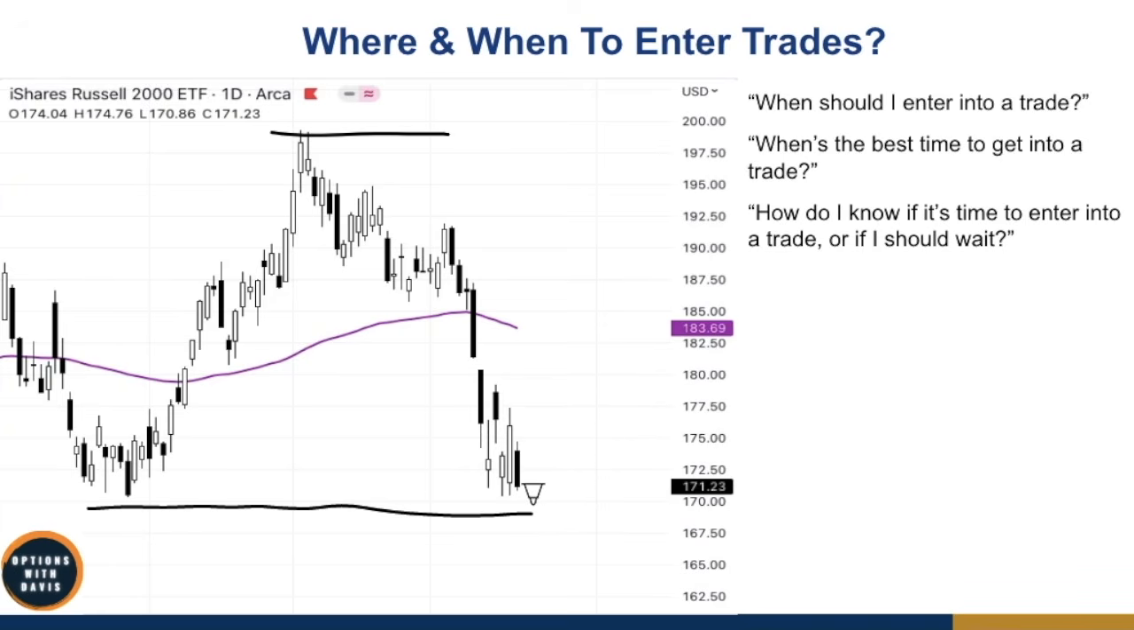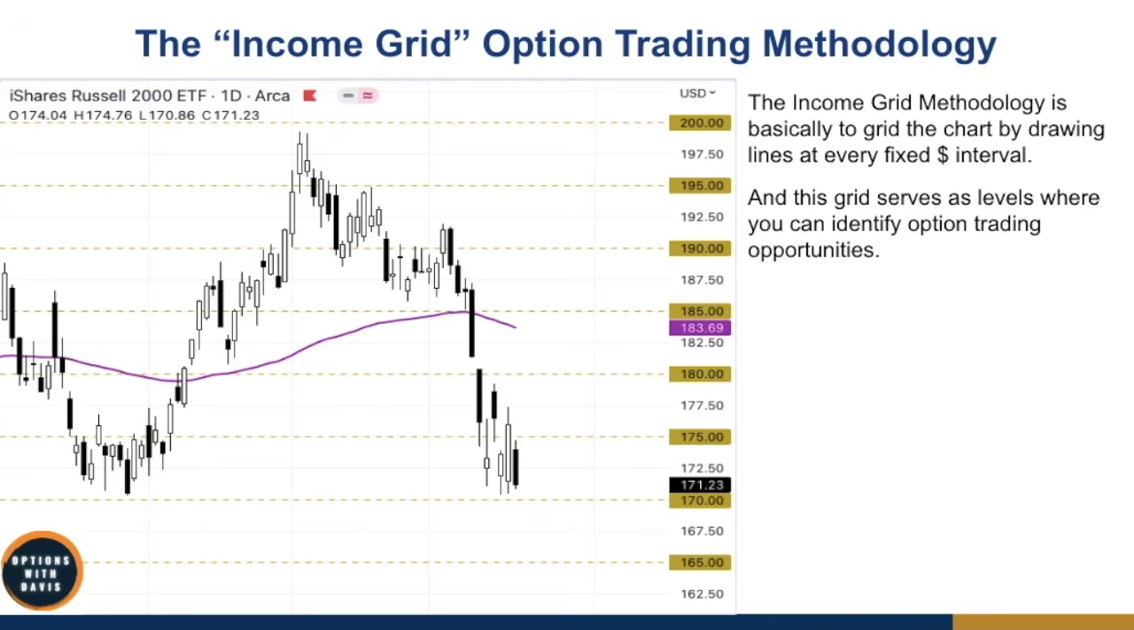So one of the ways that it's easy for you to identify this would be using the income grid, right? So this is what I call the income grid option trading methodology. So basically what it is, is to just grid the chart by drawing lines at every fixed dollar interval. So as you can see here, I just drew these lines down here that are about $5 apart from each other. Okay, so all you do is that when you draw these lines, suddenly it makes it so much easier for you to see the chart, right?